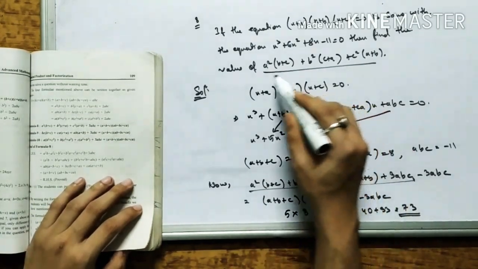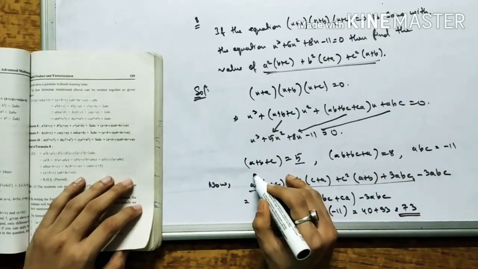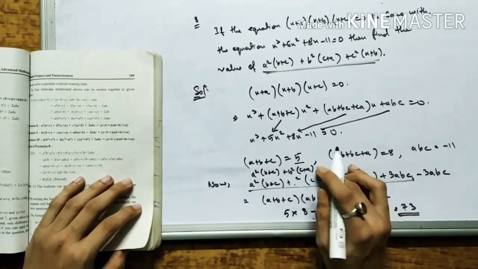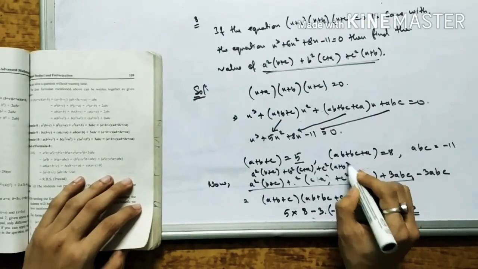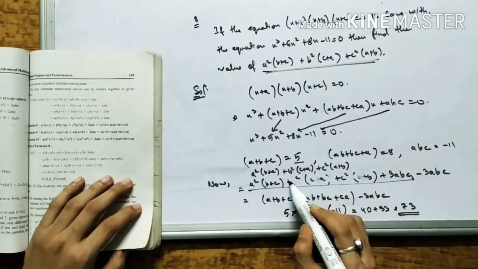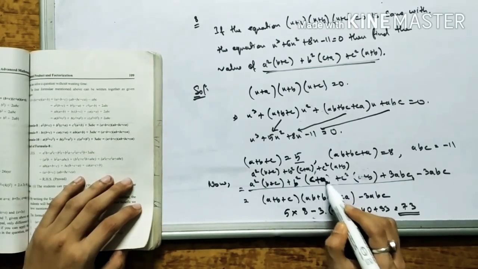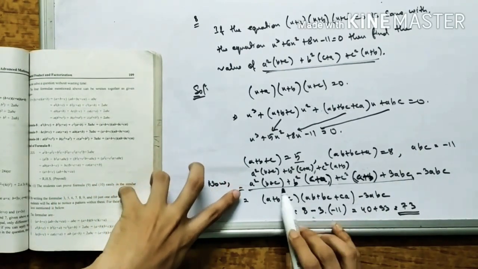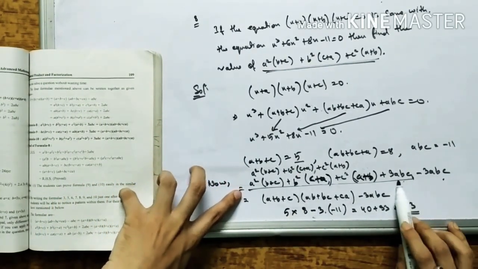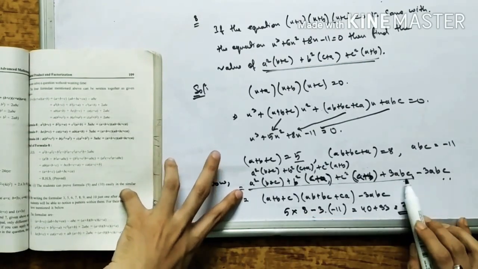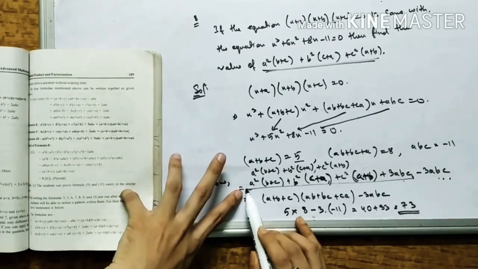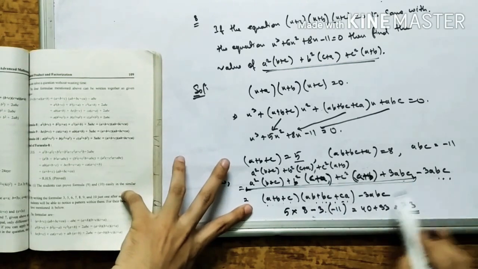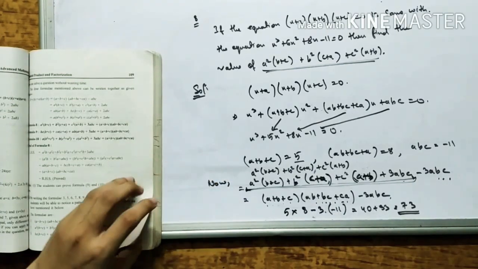Understand? First of all, you write down that I have to find the value of a square (b + c) plus b square (c + a), again plus c square (a + b), then add plus 3abc minus 3abc. Understand? Because I can write it as plus 3abc minus 3abc. From here till here, there is a formula: (a + b + c)(ab + bc + ca) minus 3abc. Put in all the values and find the answer.